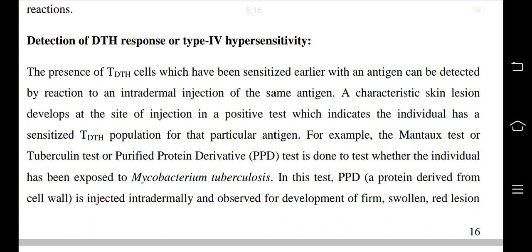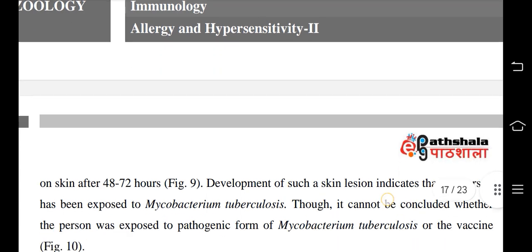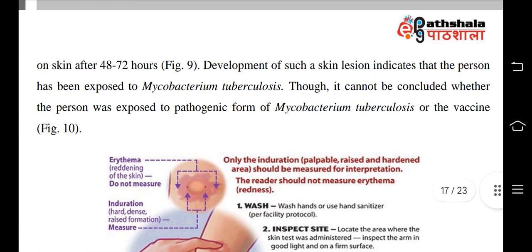of that particular antigen. For example, the tuberculin test or purified protein derivative PPD test is done to test whether the individual has been exposed to Mycobacterium tuberculosis. In this test, PPD, a protein derived from the cell wall, is injected intradermally and observed for development of a firm, swollen, and red lesion on skin after 48 to 72 hours. Development of such a skin lesion indicates that the person has been exposed to Mycobacterium tuberculosis. Though it cannot be concluded whether the person was exposed to the pathogenic form of Mycobacterium tuberculosis or the vaccine.